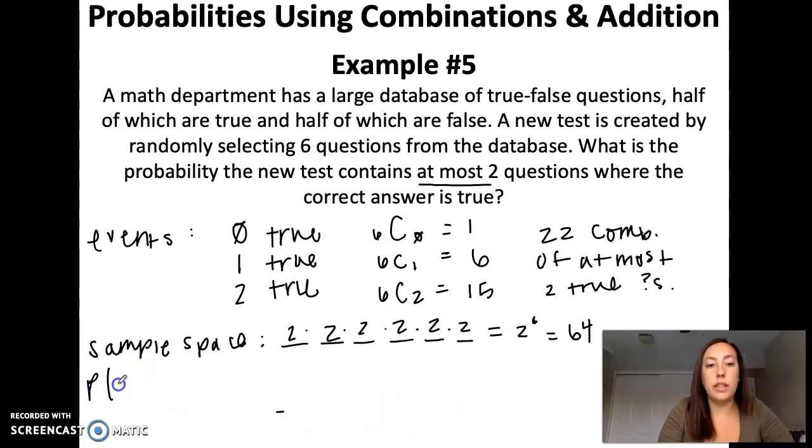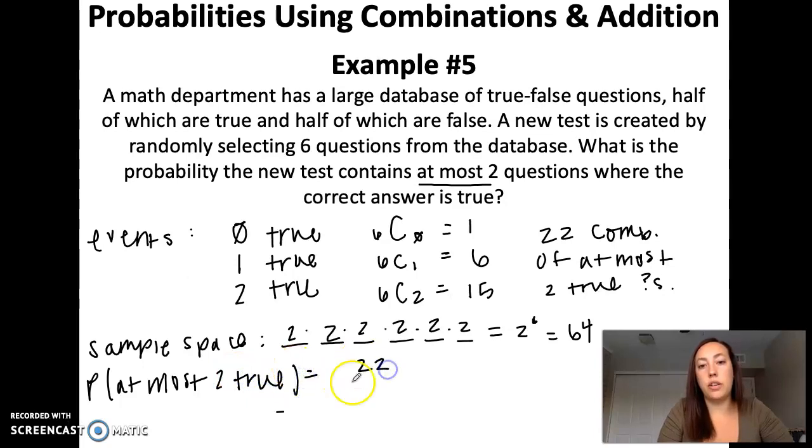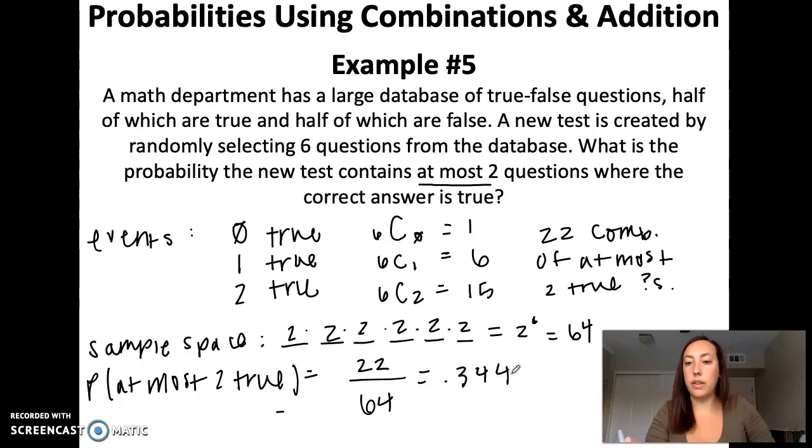So for the probability that we get at most 2 that are true, we'll do the outcomes in our event, which is 22, divided by the outcomes in our sample space, which is 64. So that is 0.344. There's a 34.4% chance that we'll get at most 2 true questions.